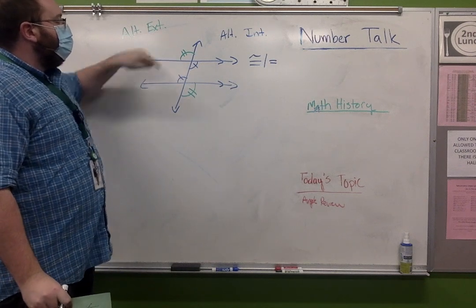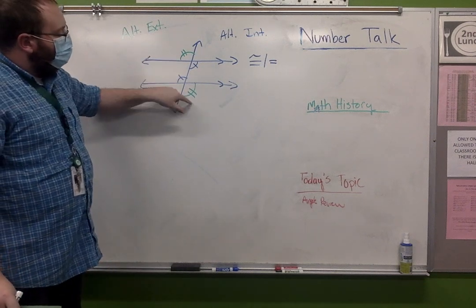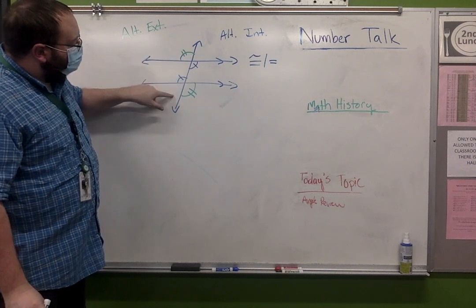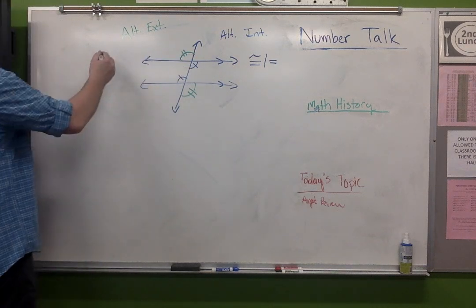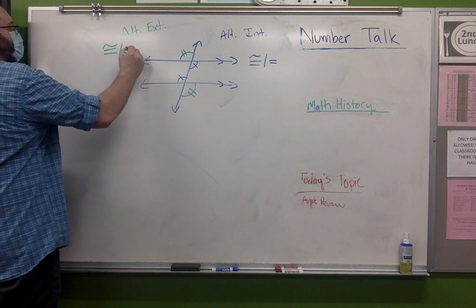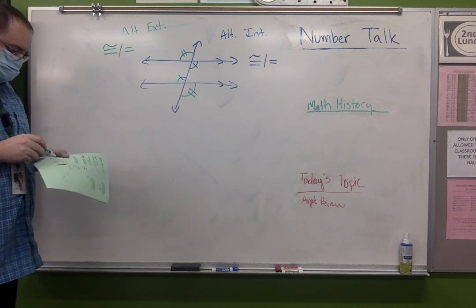Exterior means outside of the parallel lines. So these are alternate exterior angles. So are these. Alternate exterior angles are congruent, and their angle measures are equal.